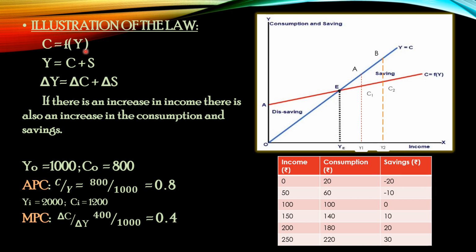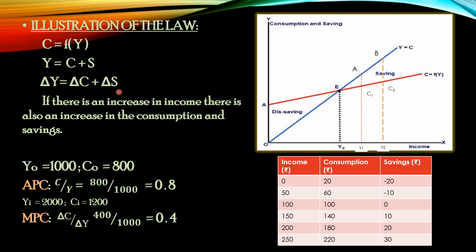Coming further, the law has also stated that income is subcategorized as consumption and savings. Any individual who earns income does this subcategorization, where a part of income is used as consumption and a part of it is used as saving. And when income changes, there is a simultaneous increase in both the components, consumption and savings.